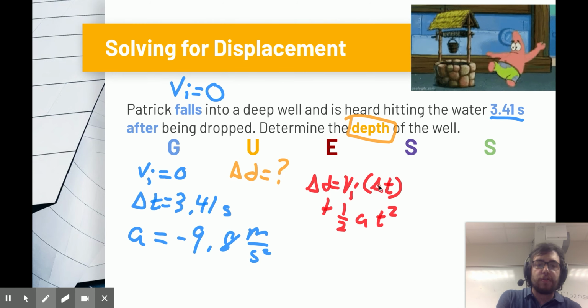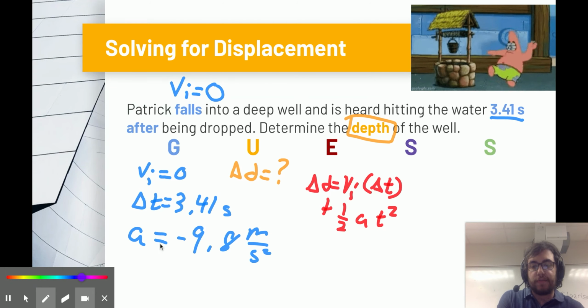One thing to note, sometimes I'll write the T with the triangle. That triangle is delta, meaning change in time. And sometimes I'll write it without. Really, this is only when I'm lazy, but they are the same variable. So then all I have to do is plug it in.